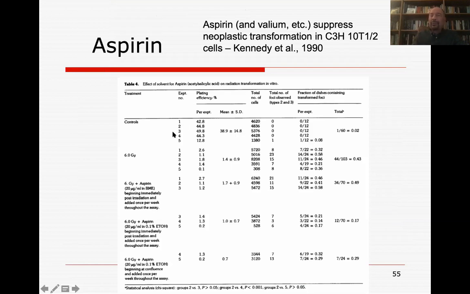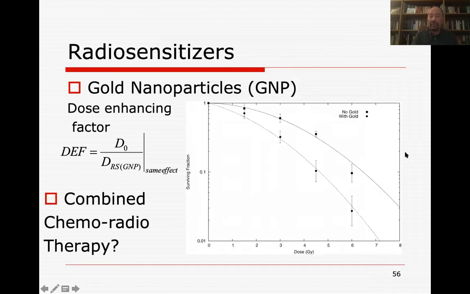attractive. These include, for example, aspirin. This is a large experiment on aspirin, but also other molecules like Valium. The problem is that how effective they are in vivo is not so clear. These are in vitro experiments that seem to be very effective, but in vivo it seems to be not so effective.